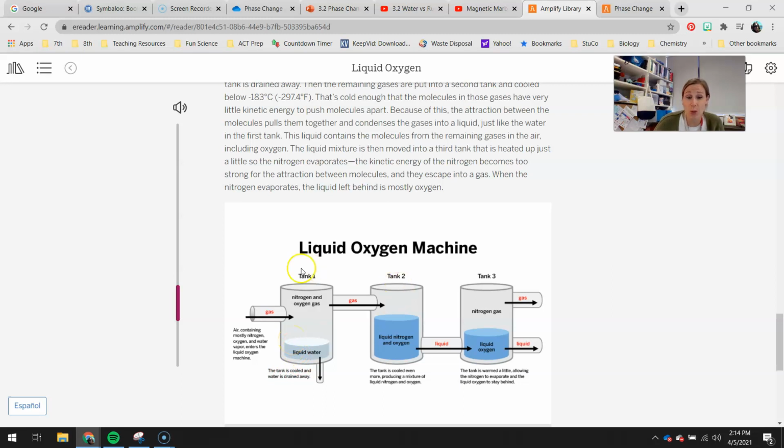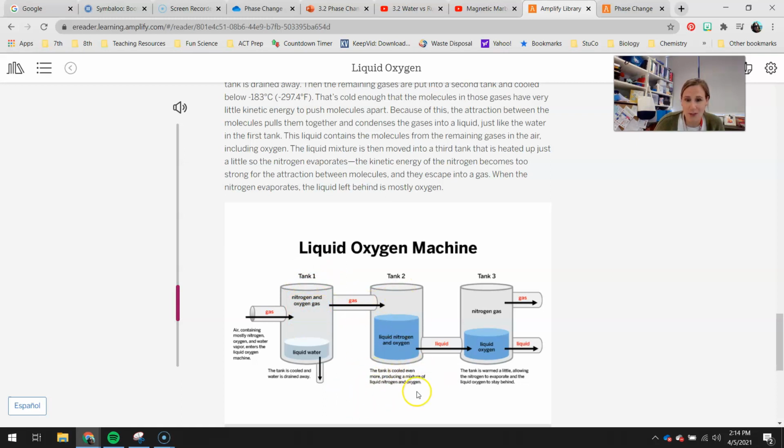So when they cool this, they don't cool it a lot, but they cool it enough for all that water vapor in the air to turn into water, and then that water is drained away. And what's left is this gaseous nitrogen and gaseous oxygen, still without any water vapor in it. Okay, then that nitrogen and oxygen gas are moved into tank 2.